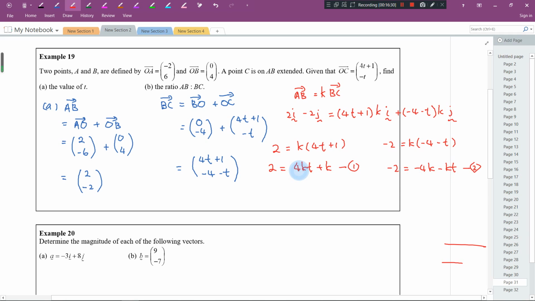So I want to eliminate the kt. So I have to change the coefficient become the same. This is 4, right? This is negative 1. So I want to change it become negative 4. So that since I want to change become negative 4, right? So I have to times this equation by 4.